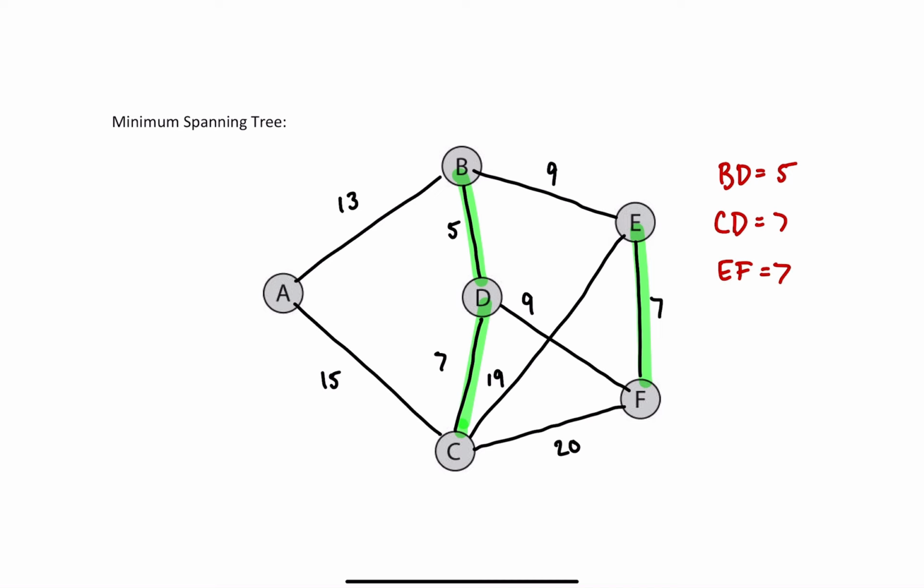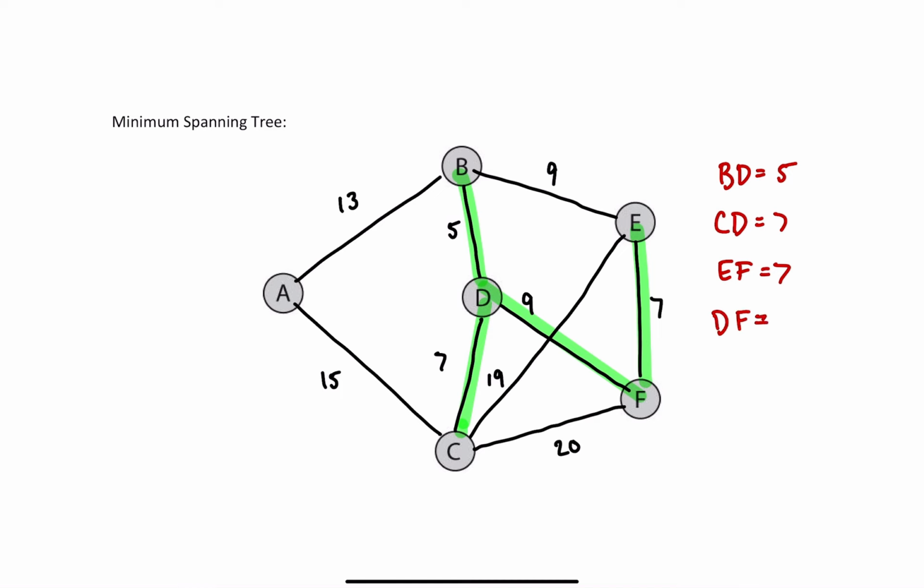After the 7s, the next smallest value is 9. Either one of these 9s will work. However, selecting both 9s will not work, because if I selected both 9s, we're going to end up with a loop here. So it's just up to you which one you choose. It doesn't matter actually which one. You can have multiple different ways of having a minimum spanning tree. You just need to state one of the ways. So I'm going to select DF, randomly, it doesn't matter which one I select.